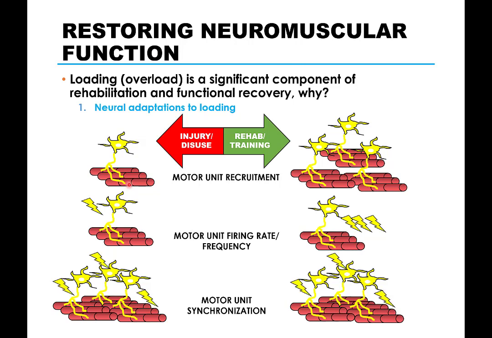This is described by the all or none principle, which states that when a single motor neuron fires, all the associated muscle fibers will contract maximally. So with that being said, the total amount of force that the muscle produces during a given joint action and resistance is largely determined by how many motor neurons and therefore how many motor units are activated.